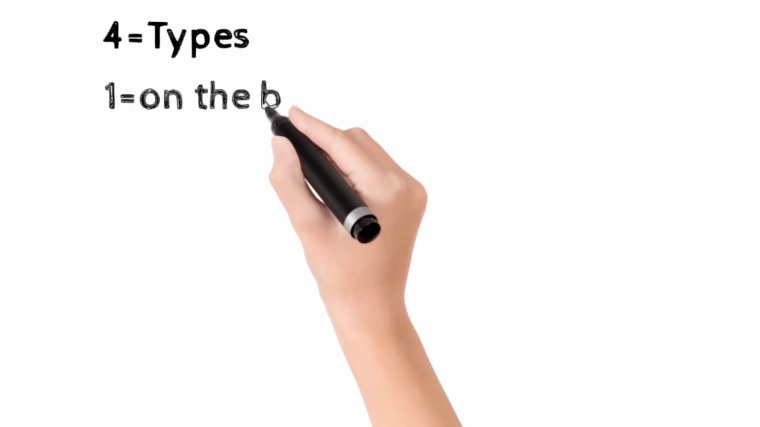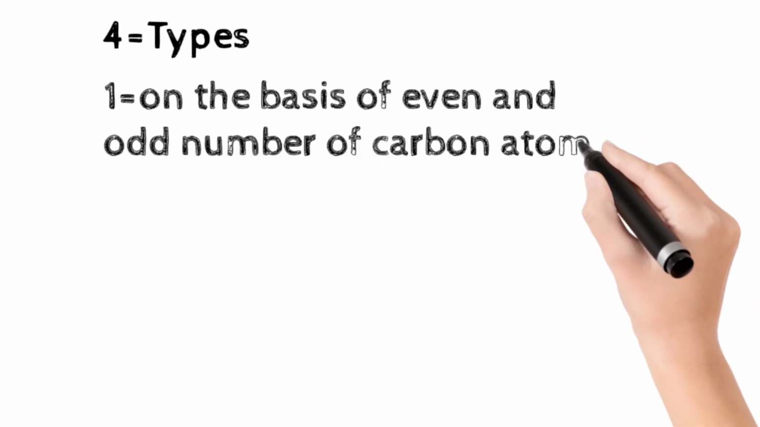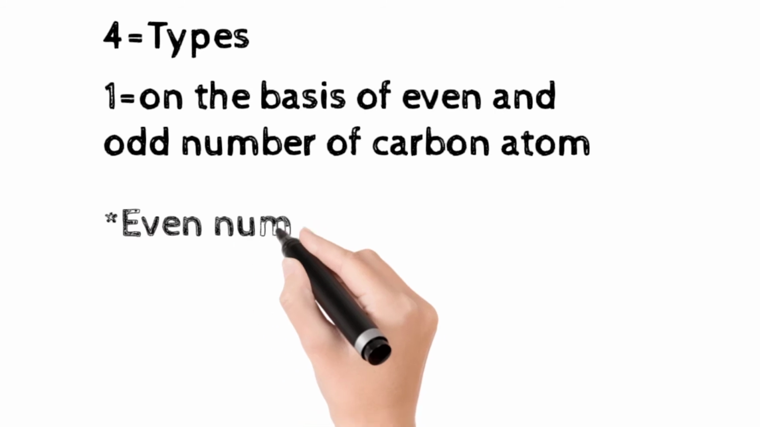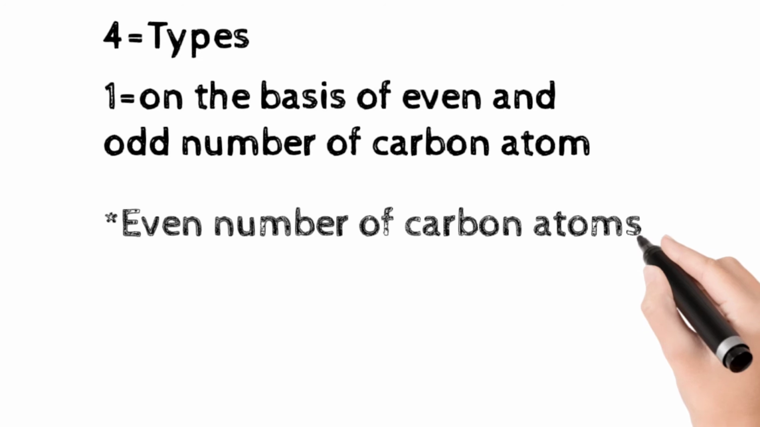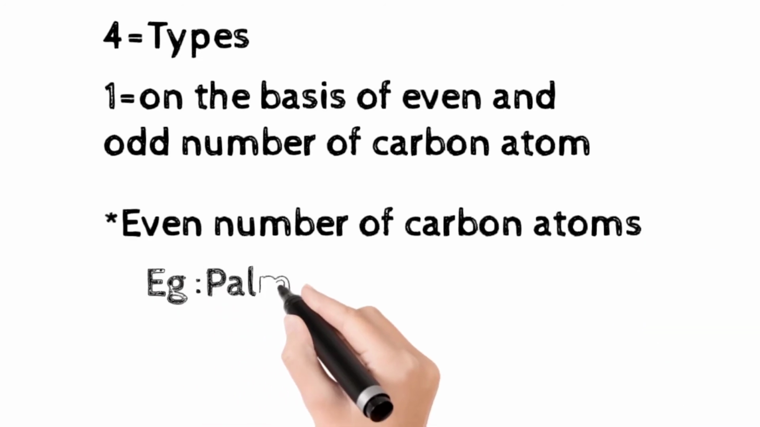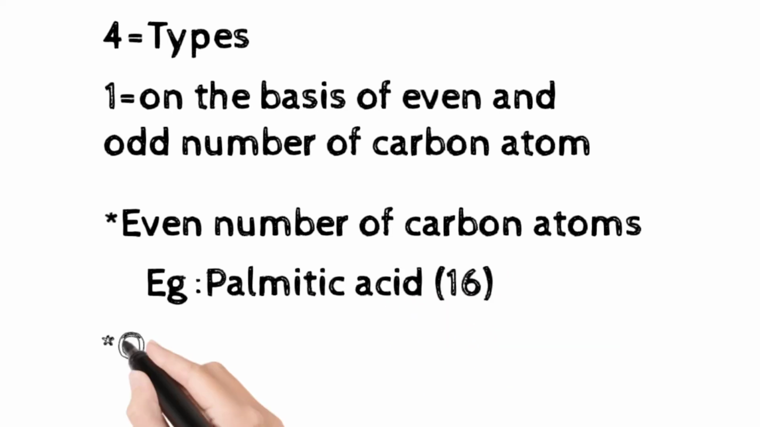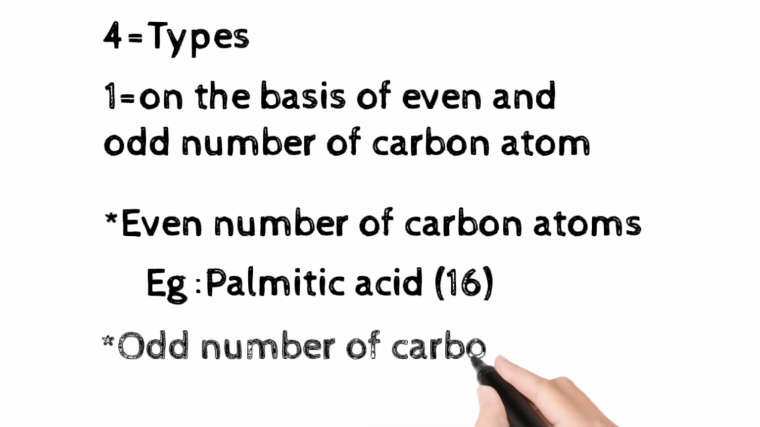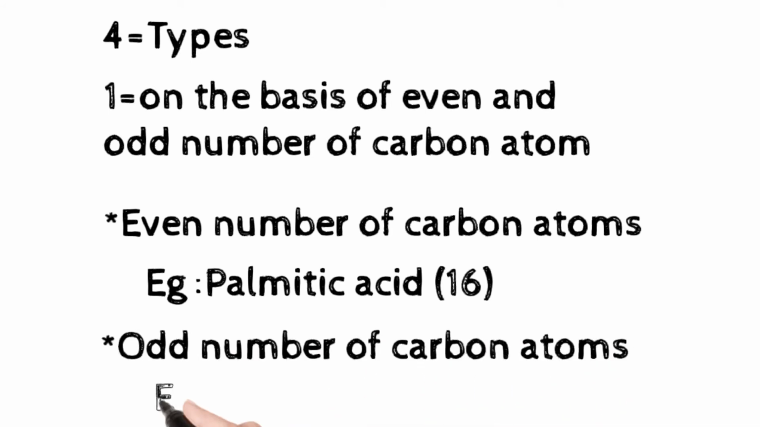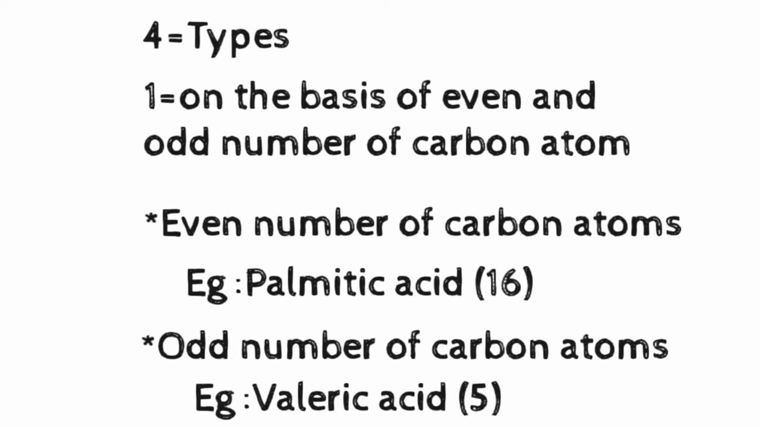Now come to the fourth topic outline, types. Now we make the types of fatty acid on different bases. Number 1, on the basis of even and odd number of carbon atoms. The fatty acid with an even number of carbon atoms, for example palmitic acid, which contains 16 carbons. Now the fatty acid with an odd number of carbon atoms, for example valeric acid, which contains 5 carbon atoms.